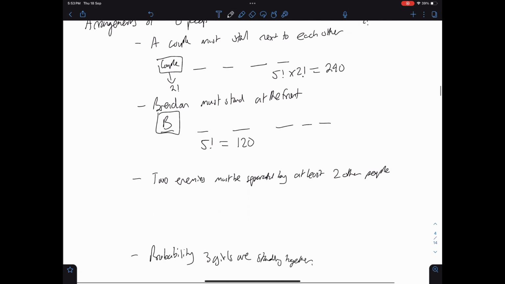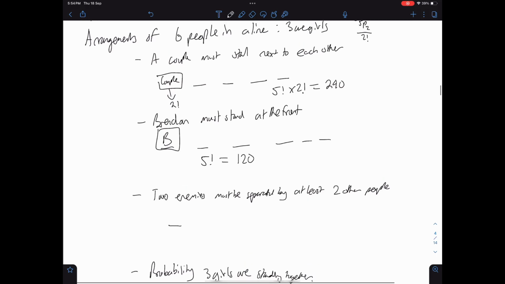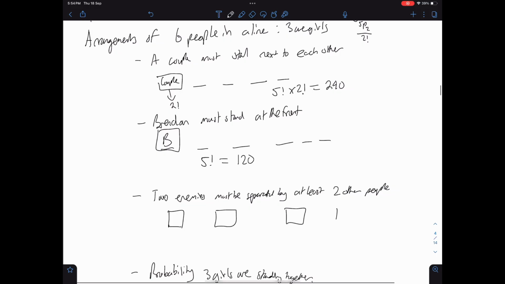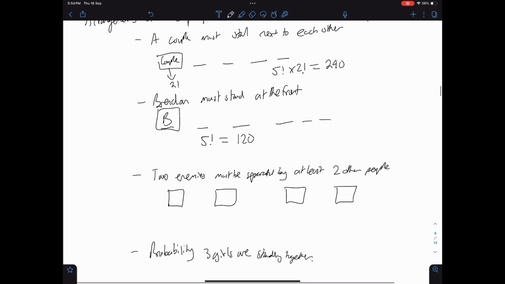Now 2 enemies must be separated by at least 2 other people, so it's a certain separation. So by at least 2 other people. So let's remove the enemies for the time being and leave some gaps between the remaining 4 people. Now let's do all the cases where they can be separated by at least 2 people.